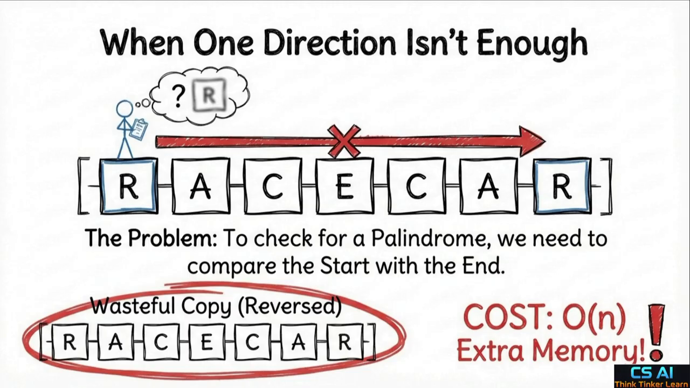A simple forward moving loop can't do this easily. Now, a beginner's first instinct might be to make a reverse copy of the array and then compare the two. While this works, it's a trap. As you can see at the bottom, creating that wasteful copy has a hidden cost. You're using O(n) extra memory. For a massive array, this is incredibly inefficient. We need a smarter way to solve this without using more space.